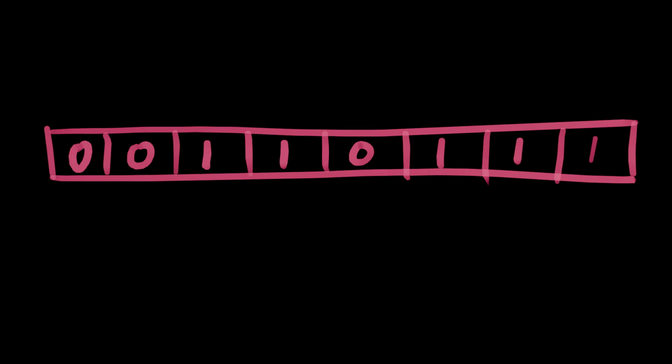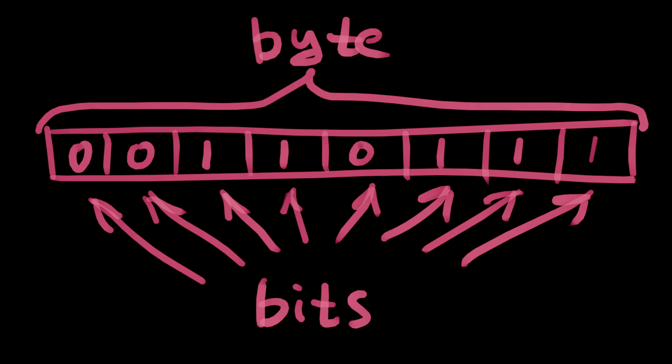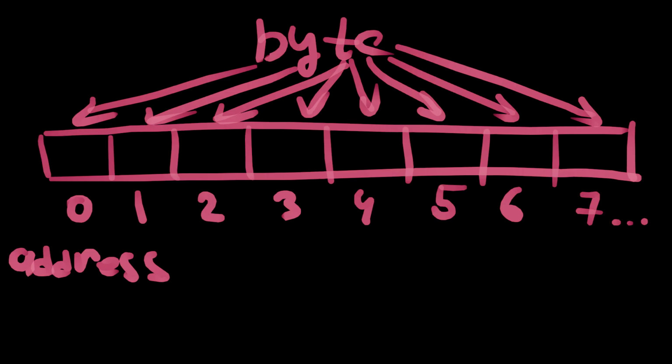RAM is just a bunch of cells that can store zeros and ones. They are called bits. A group of 8 bits forms a byte. Each byte in RAM has its own address. This is how you tell the CPU to read from or write to that byte. An address is simply a number.